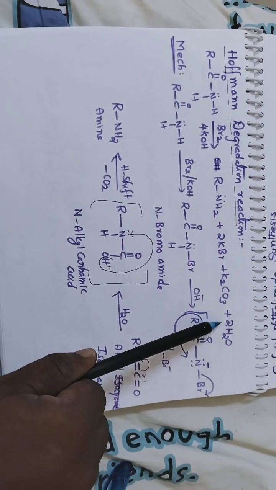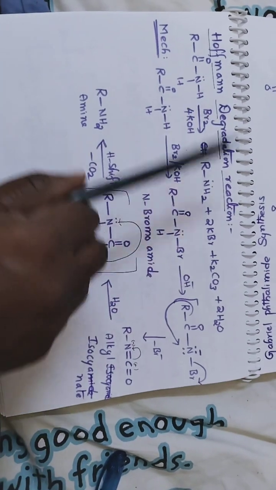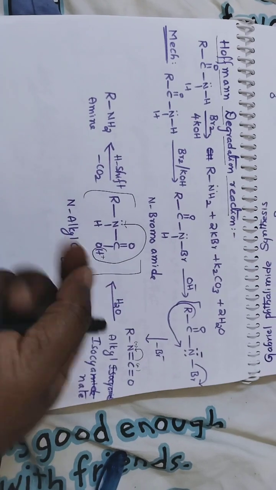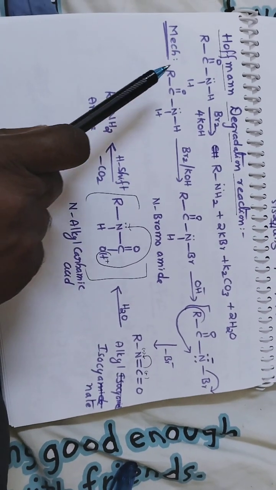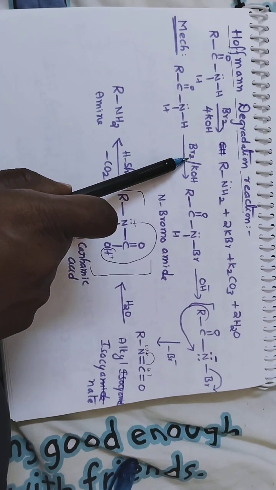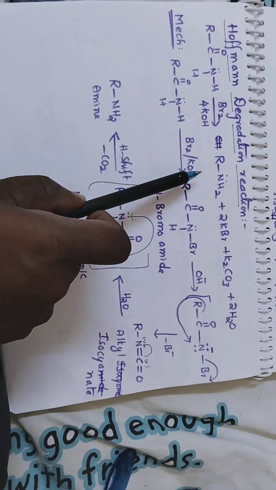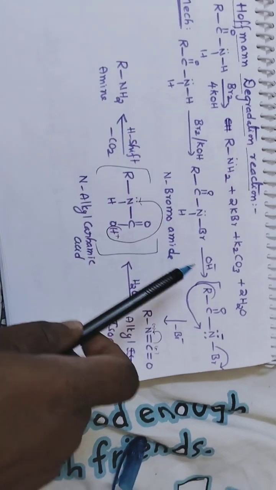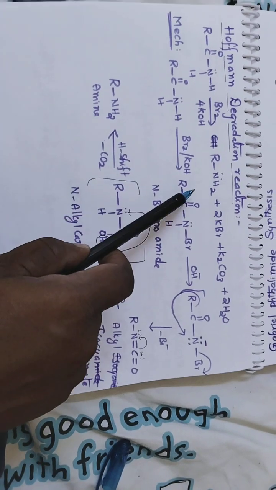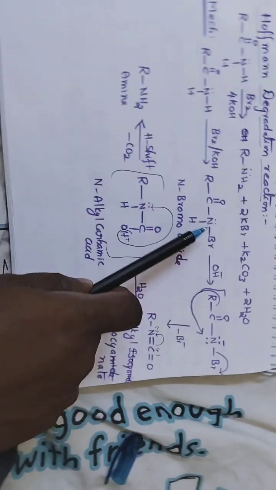So this is it. To remember this reaction, we can see the mechanism. So amide, RCONH2, when you treat it with bromine, first the base will abstract H plus ions. H plus ion is abstracted. Now this bromine is attached here, one bromine.